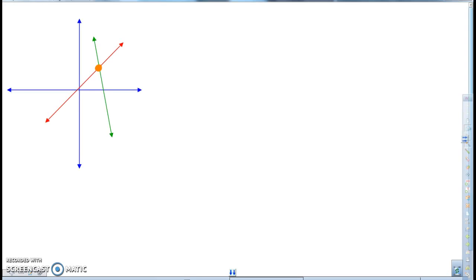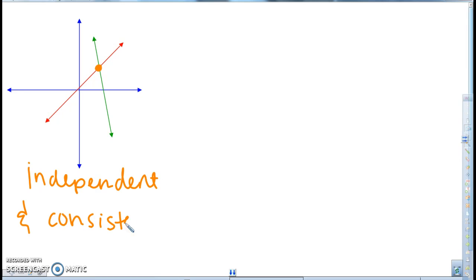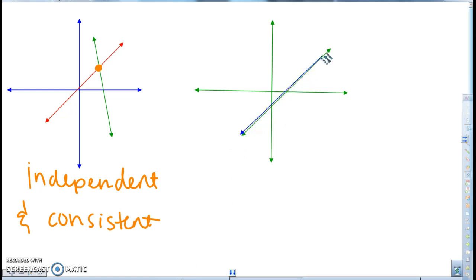Let's make sure we know what this vocab means by looking at how it works on graphs. These lines intersect. That makes them independent and consistent. These lines are on top of each other. That means that these are dependent and consistent.